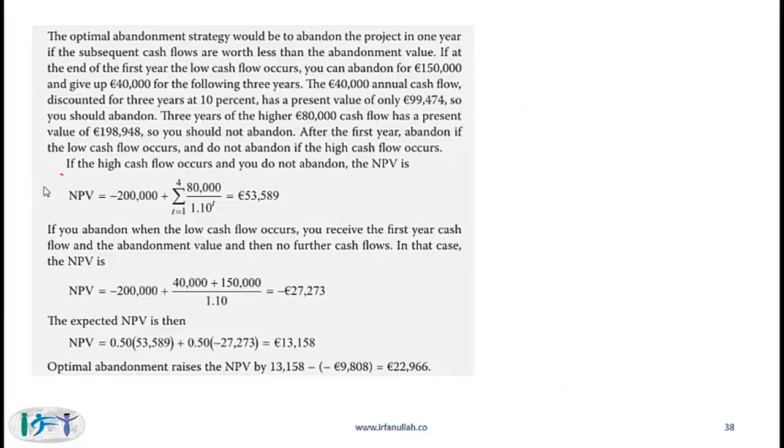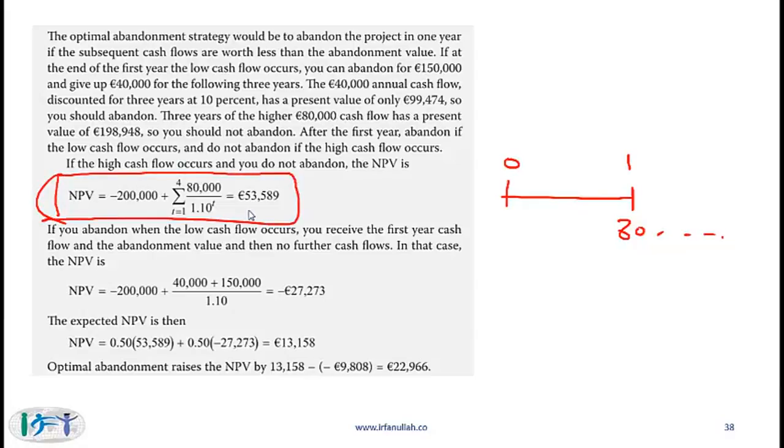You look at this situation over here. You say this is time 0, time 1. If you have a situation where you get 80 and keep going, then what is the NPV of that scenario? The NPV is 53,589. This would be the NPV of spending 200,000 and getting 80,000 over 4 years. But this has a probability of 0.5. What's the other scenario? The other scenario is that you get to this point and you get 40. This is the low revenue scenario. But clearly then you will stop the project over here. To stop the project, you will sell your asset for 150, the salvage value.